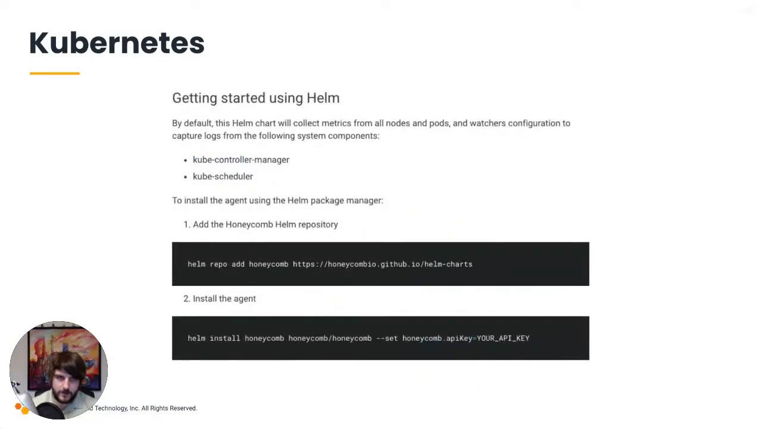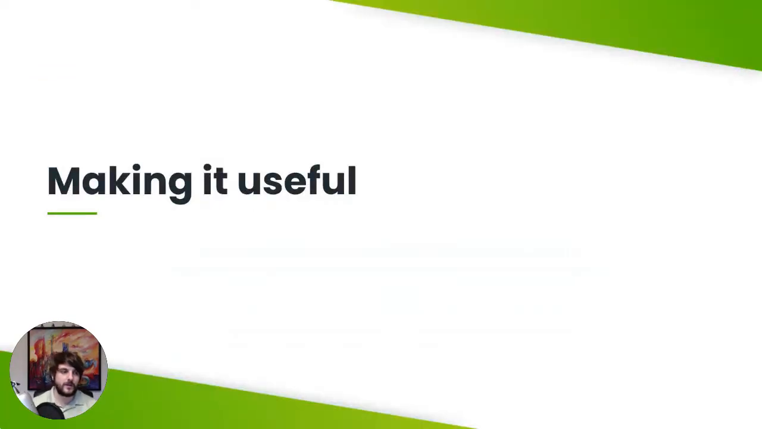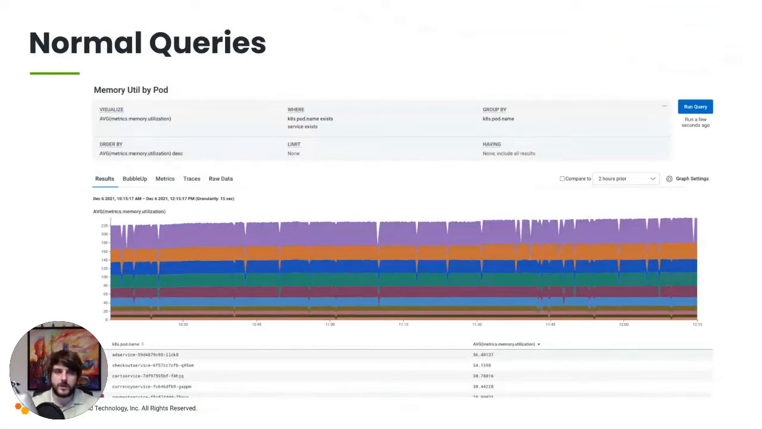Getting started is really easy. It's two lines. Add the Honeycomb Helm chart repo, then one line to install the Honeycomb agent to your cluster. So great, we have all this metrics data now that we want to ask questions about. Like, how do we make it useful? Well, you can query it.